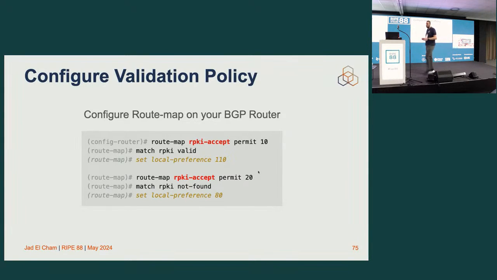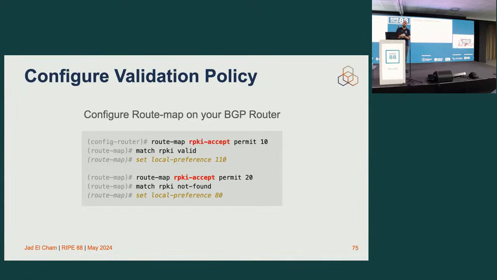So you match the valids. So the RPKI valid routes, you match them. And you say, you know what, for those, not only am I going to accept them, but I will boost the local preference. I put the local preference in yellow because you don't have to do that. But if you want to, you can. So you set local preference to 110. And then for another policy that says if you match a not found, so if the RPKI status is not found, then you permit it, but you lower the local preference. And that's it. That could be your policy.